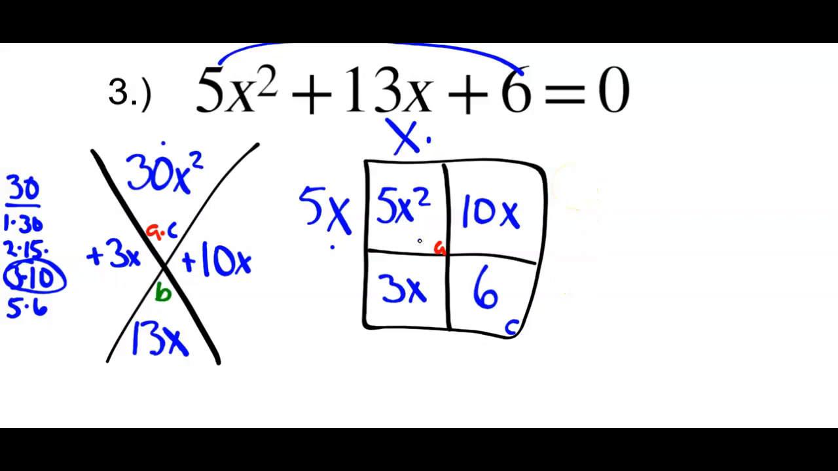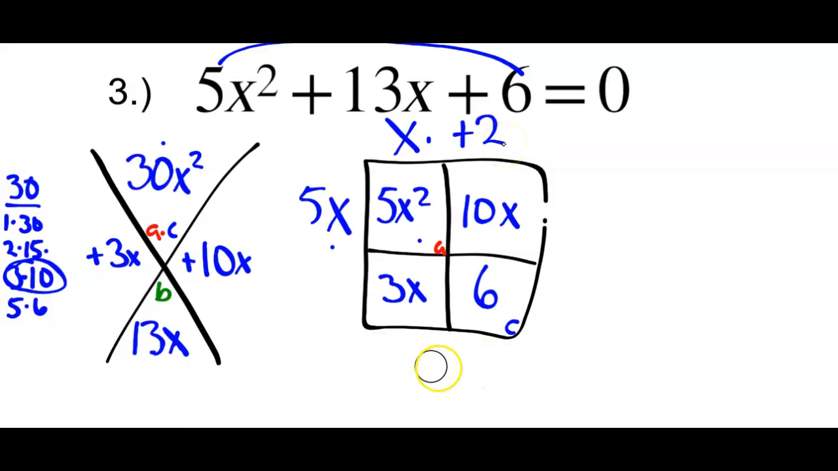Okay, so I need to figure out what these have in common. And a good way to do that is look at what I have out here. So here I have 5x, and it needs to become a 10x. So 5x times 2 gives me 10x. Can I divide both of these by 2? 10x and 6. I sure can. So positive 2.